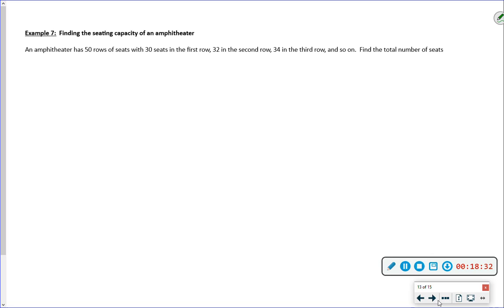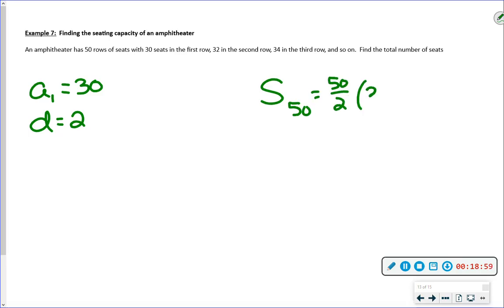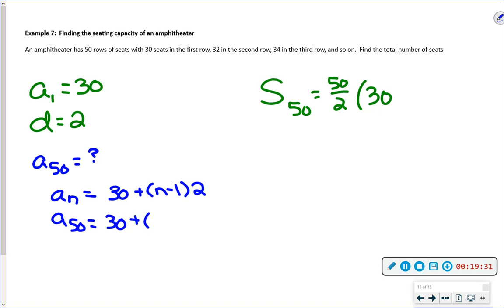So we need the sum. So clearly I'm going to use the sum formula. I do not want to have to add all these numbers by hand. Our first row has 30 seats, so my first term would be 30, and we already figured out they're going up by 2. That's your common difference. There's 50 rows, over 2. The question is, how many seats are in that last row, the 50th row? I don't want to keep adding 2, 2, 2 all the way down. You could use your formula: the first term plus n minus 1 times that difference, and put a 50 in. So calculate that out. What's 30 plus 49 times 2?